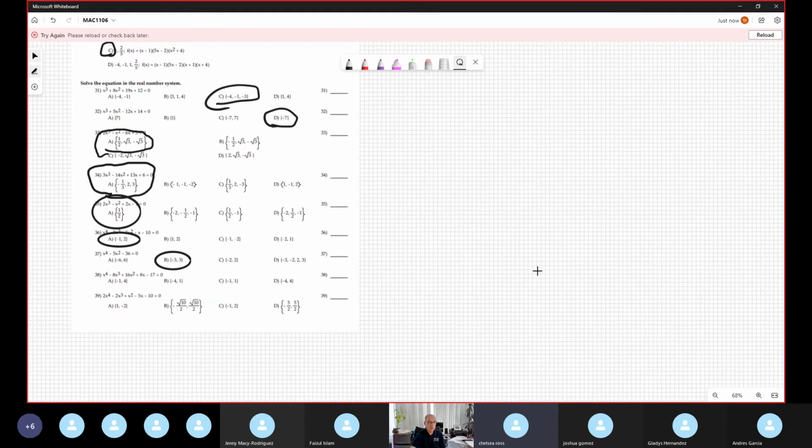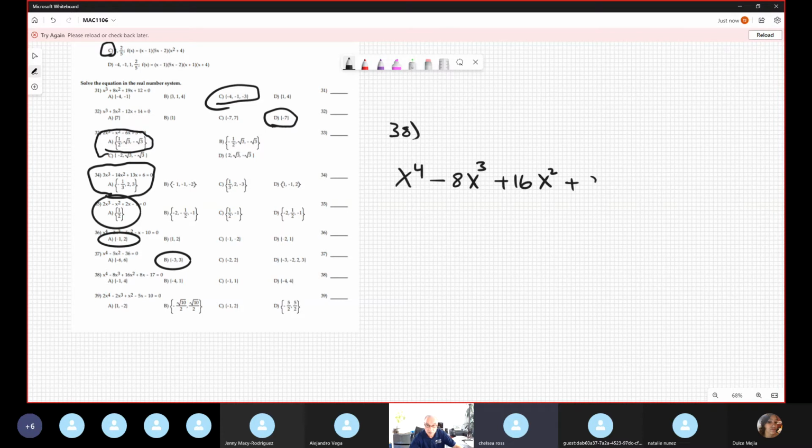Okay. Now 38. So the answer for 37 was B, no? Let me copy my paper. The answer in 38, I don't know. 38 is x to the 4th power minus 8x to the 3rd power plus 16x to the 2nd power plus 8x minus 17.